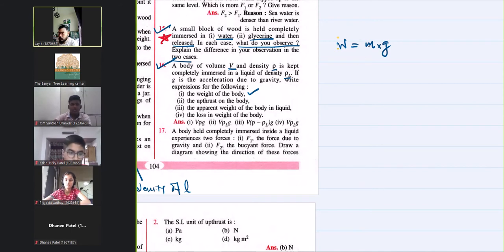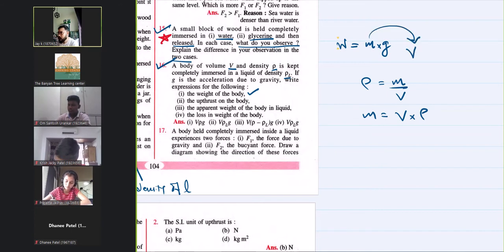Okay, I will tell you one formula for mass. Density is equal to mass upon volume. Do you know this formula? Density is mass upon volume from class 8th. So mass is equal to volume times density, V into rho. I will replace the value of mass as V into rho, and G is as it is. So the formula for weight of the body will become V rho G. Weight of the body is V rho G.